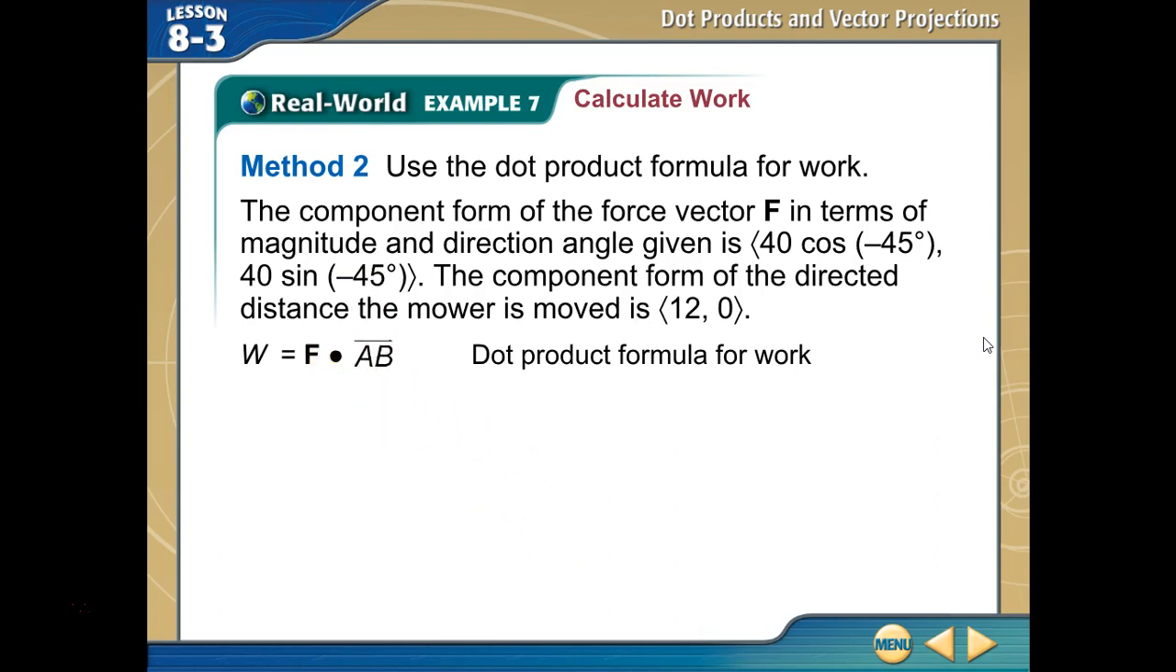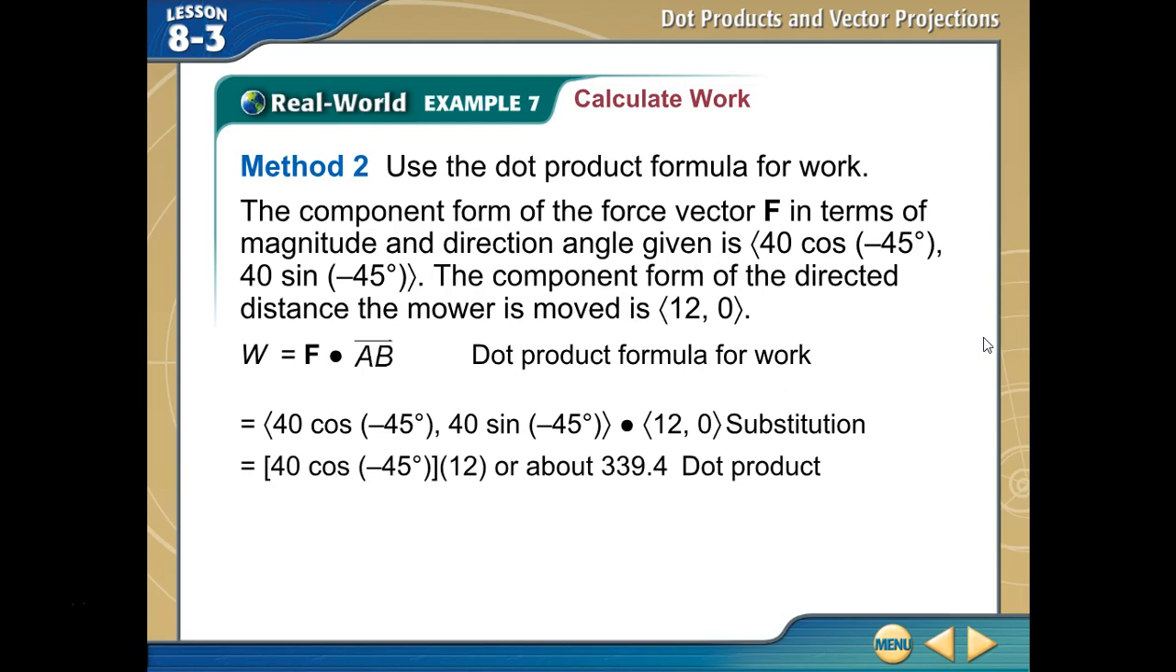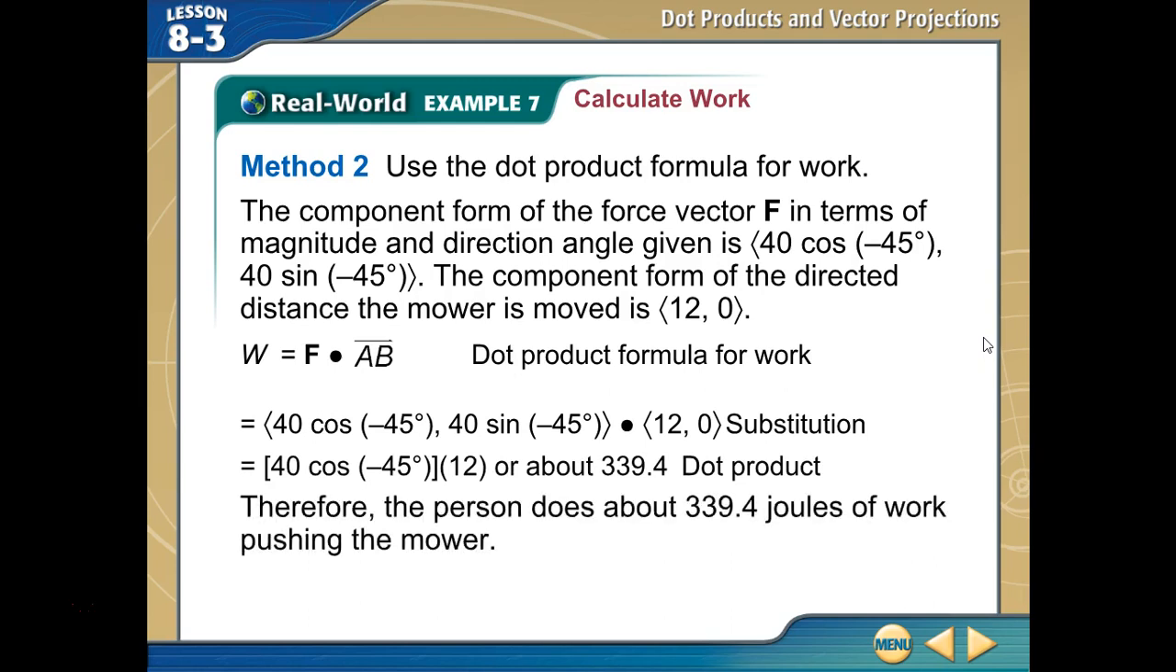So when I take the dot product, I'm going to take the first term times 12, the second term times 0, and we can see we're going to get the same thing that we got before, where we get 40 cosine 45 times 12, and we get our final value of 339 joules of work.